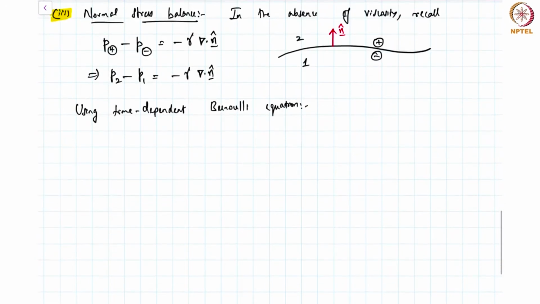And I'll write this first. So the Bernoulli equation for a time dependent system would be del phi by del t plus half rho u square, where u is basically a scalar, that's why I'm not putting an underbar there, plus p plus rho gz is a function of time.